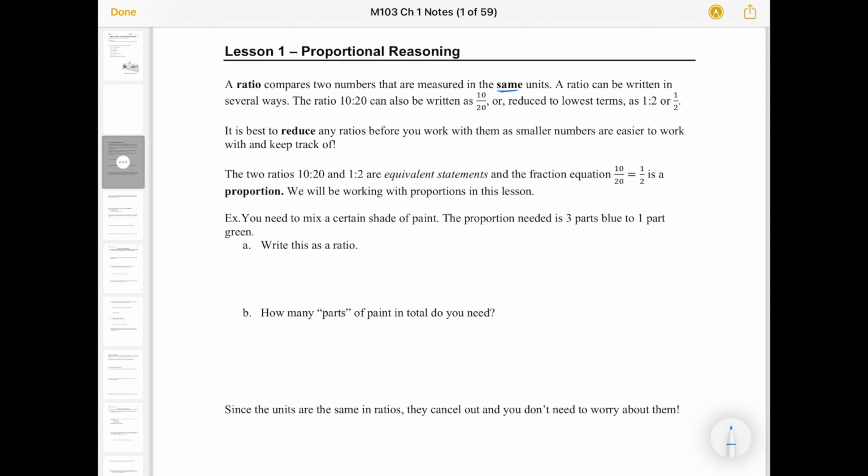So a ratio can be written in several ways. So we could do it with a colon, say 10 to 20. That's how we read it. 10 colon 20 can also be written as a fraction, 10 over 20, or in how we like to provide an answer, reduced to lowest terms. So that would be 1 to 2 or 1 over 2. All right, and again, we do want to reduce ratios before we work with them, right? Smaller numbers are easier to work with and keep track of, and easier is better.